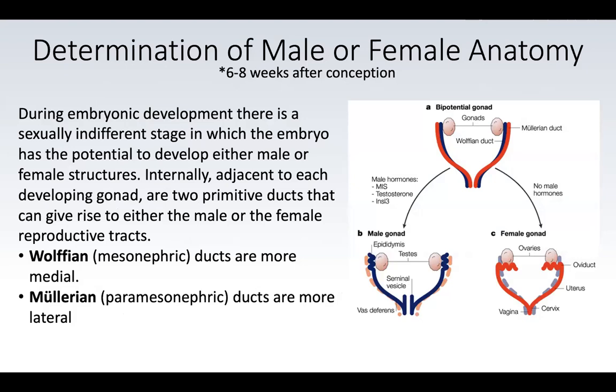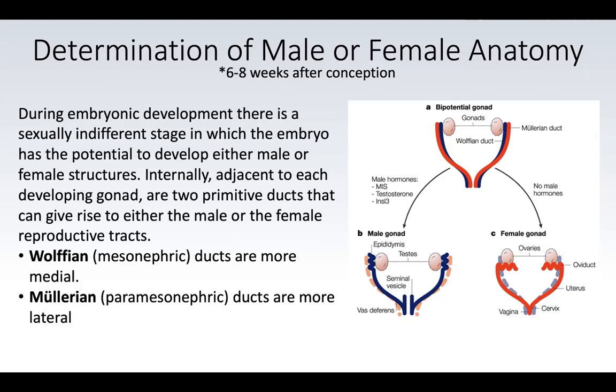So this determination happens at about 6 to 8 weeks after fertilization, which is also known as conception. I mentioned earlier that the default state is the female state, so the development occurs as if the baby is going to be female. And then between weeks 6 to 8, the presence of the Y chromosome is going to change the position of 2 types of ducts.